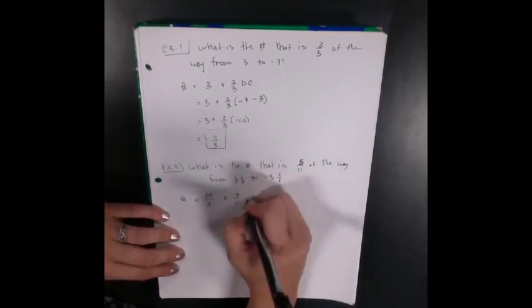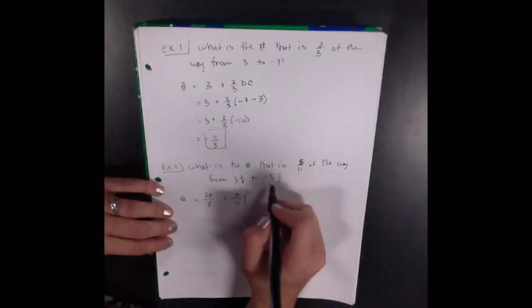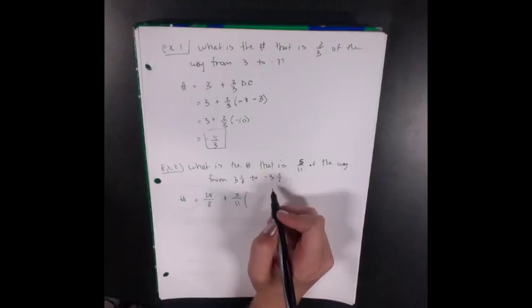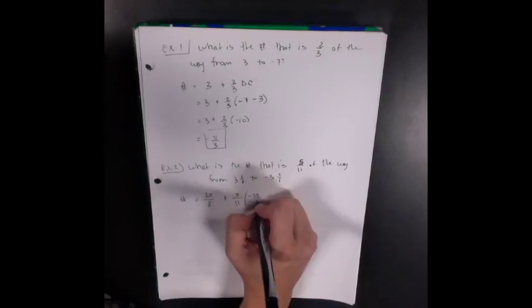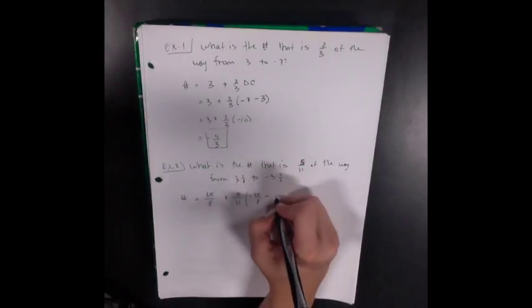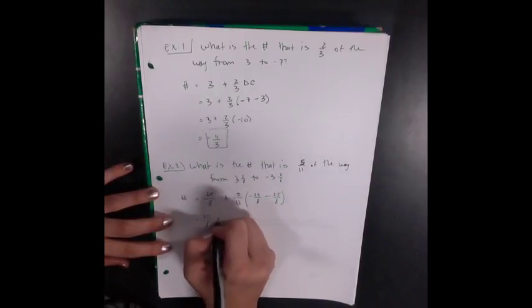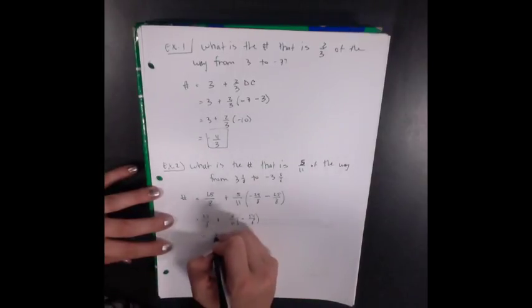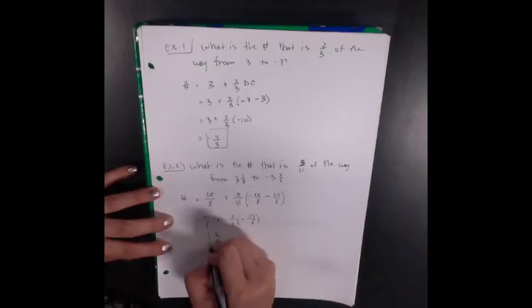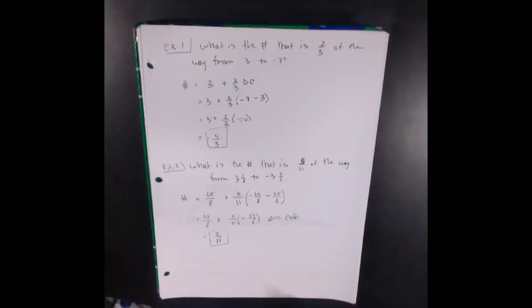plus 5/11ths of the way. We're going to do our final number, so negative 3 5/8 will give me negative 29/8 minus 25/8. So I have 25/8 plus 5/11ths times negative 54/8, which gives me 5/88. This is just a calculator problem at this point. You just plug it in.